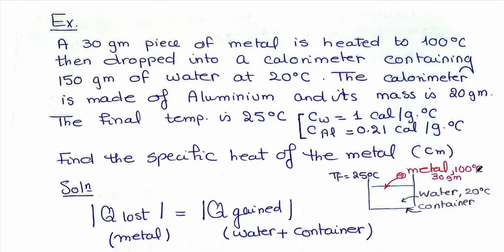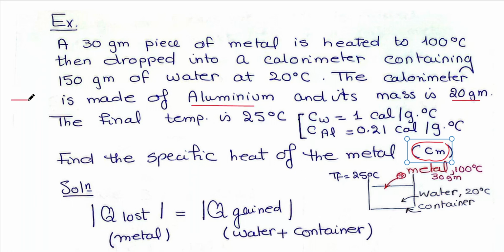Another example, we have a piece of metal. This piece of metal is heated till 100 degrees. Its mass is 30 grams. It is unknown metal. We don't know this metal. And we want to calculate its specific heat using this equation. We heated this metal to 100 degrees, then we put it in water at 20 degrees, and this water was in an aluminum container. This aluminum container is 20 grams and it's made of aluminum.